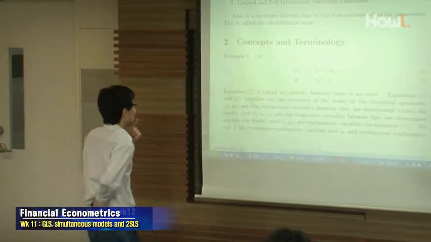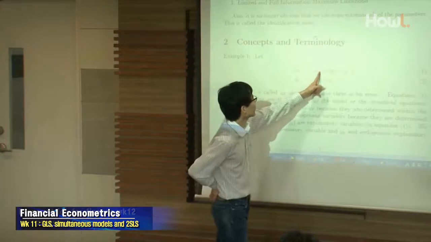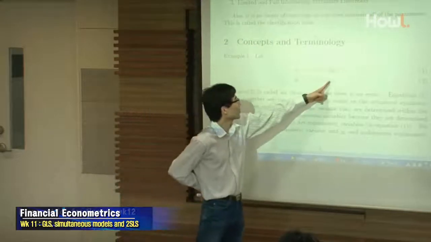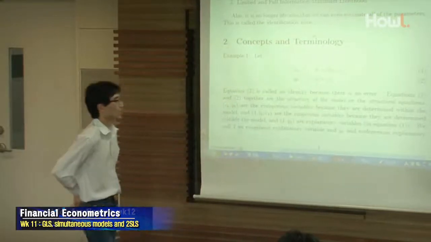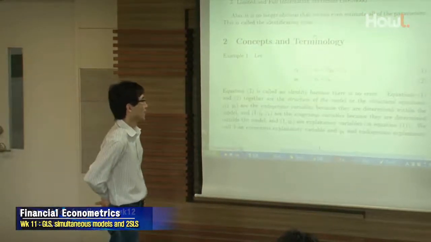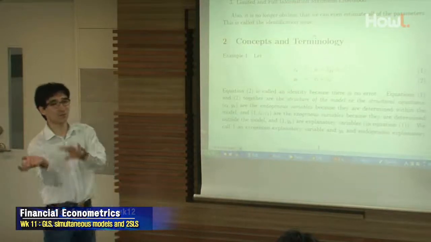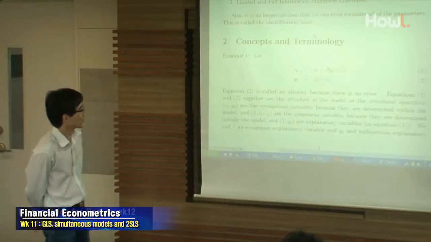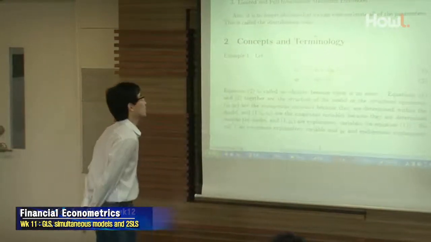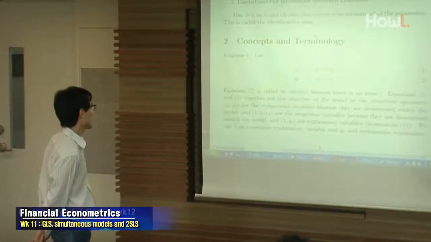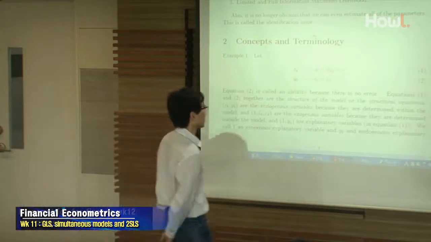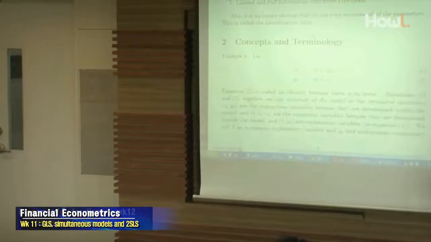On the other hand, 1 is the coefficient for the constant term. The constant term, the investments and the error terms are called exogenous variables, because they are determined outside of the model. So they come from somewhere else. And of course 1 and Y_t are explanatory variables in equation 1. We call 1 an exogenous explanatory variable and Y_t an endogenous explanatory variable.